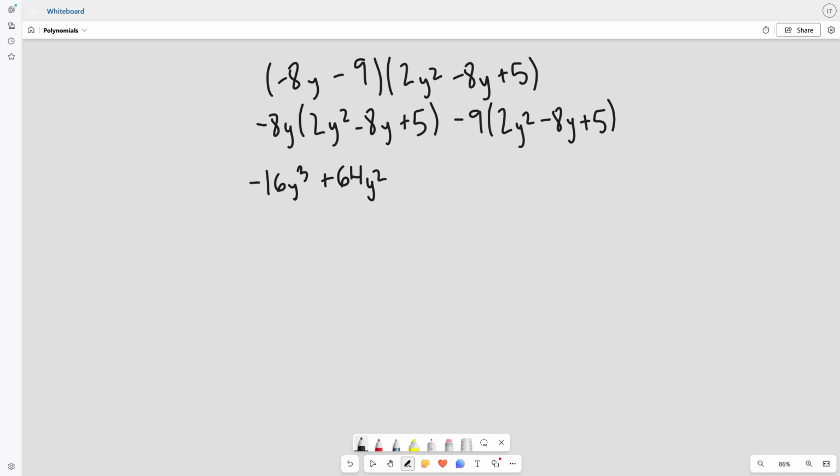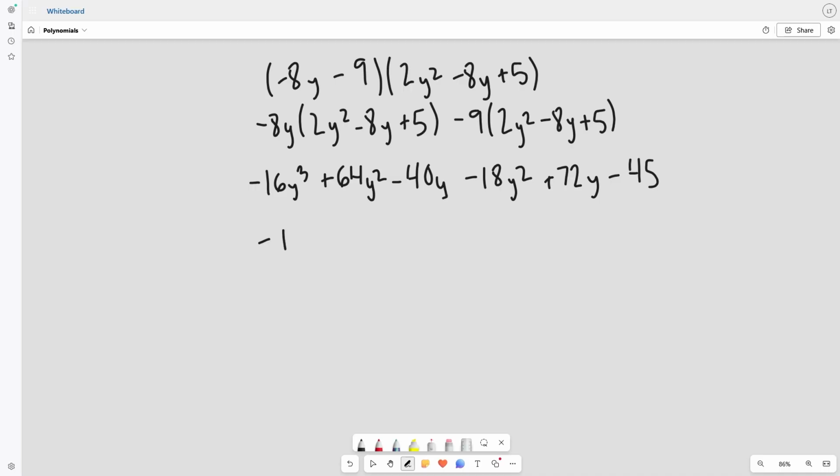And then minus 40y. And then you simply do the same thing for the second. Take negative 9 times 2y squared. That gives you negative 18y squared. Then plus 72y minus 45. And then from there, you can just combine like terms again.